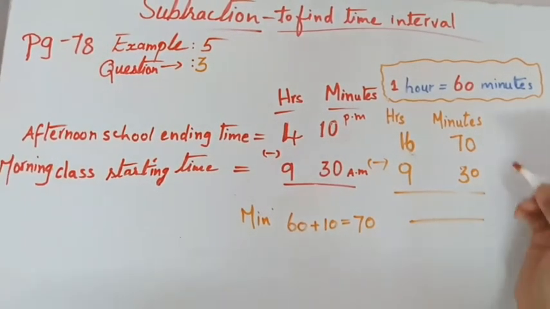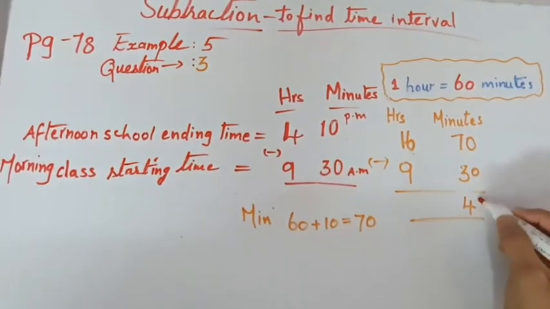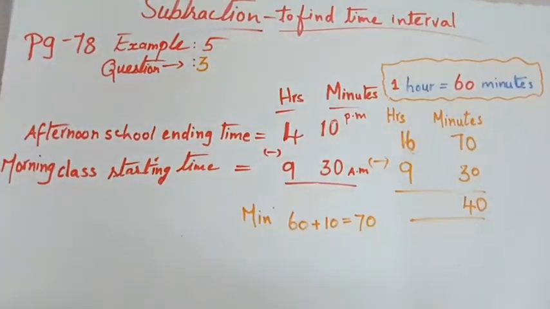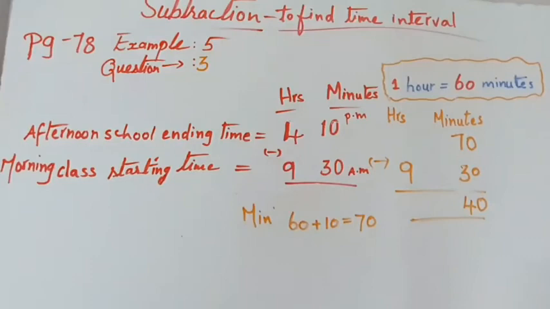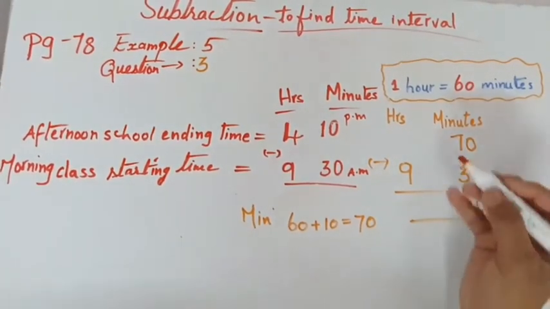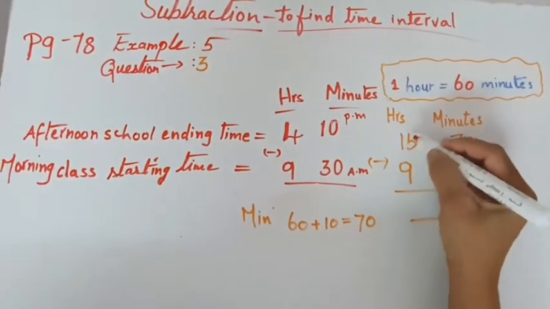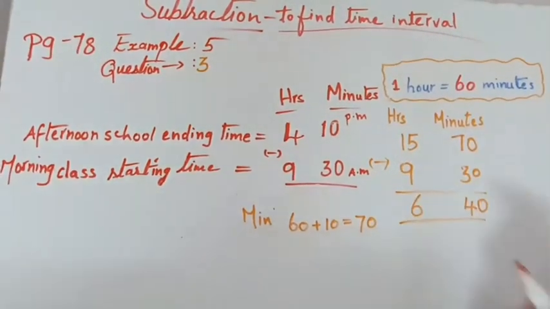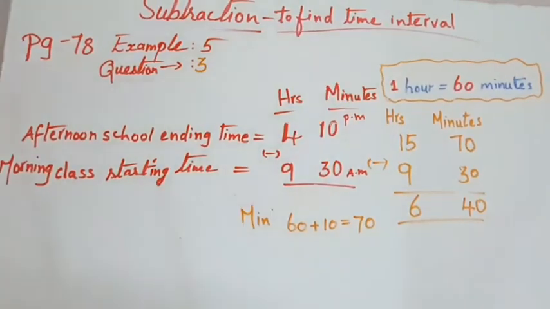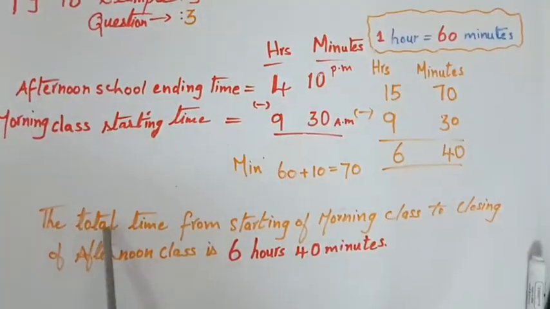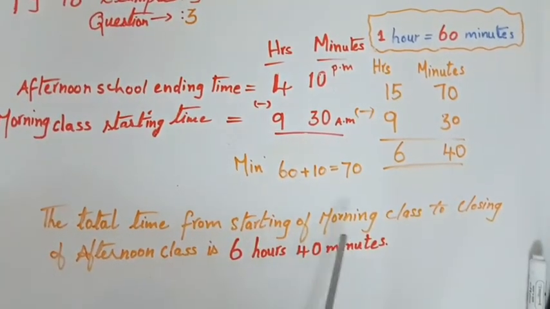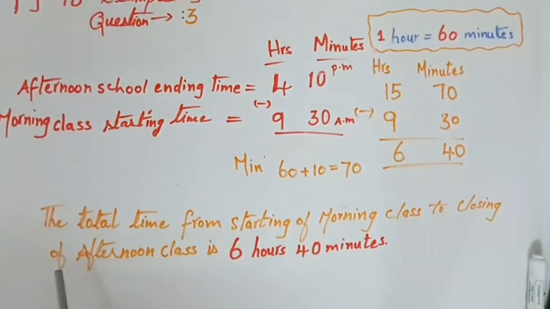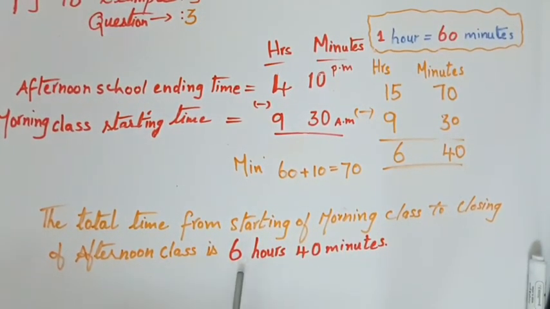So what is our answer? It is 40, isn't it? 40, and we have taken 1 hour from 16 hours. So we should write here 15 hours because we have taken 1 hour. So here 6 hours. So now we can find the total time from starting of morning class to closing of afternoon class is 6 hours 40 minutes. Now you would have understood clearly.